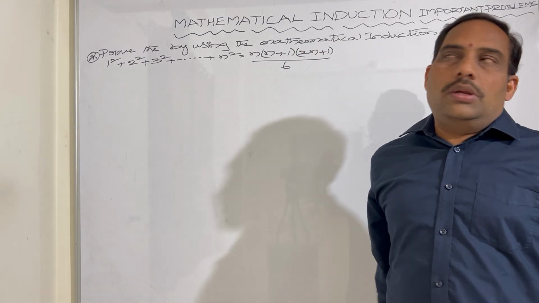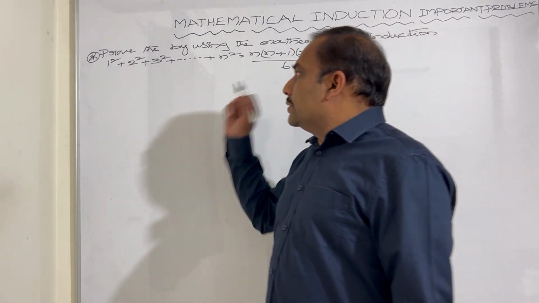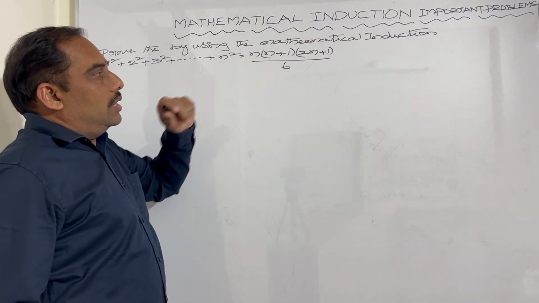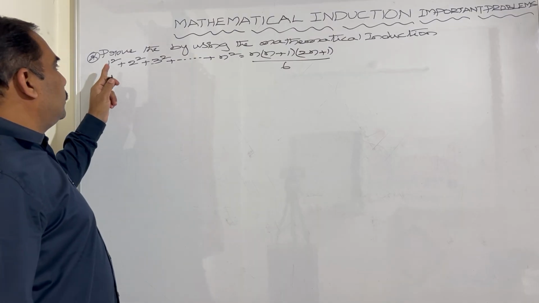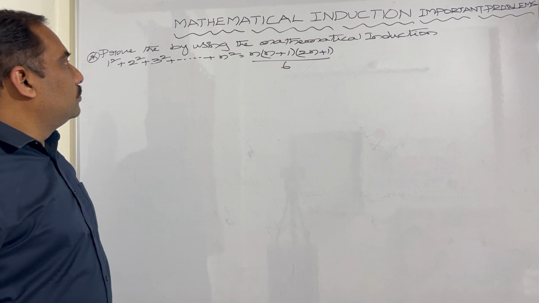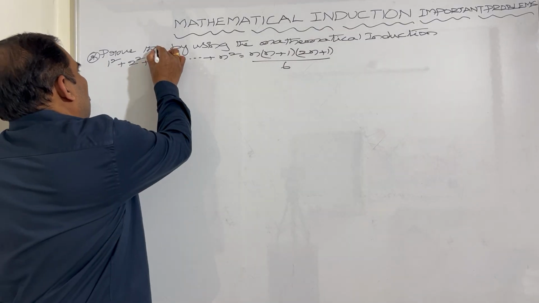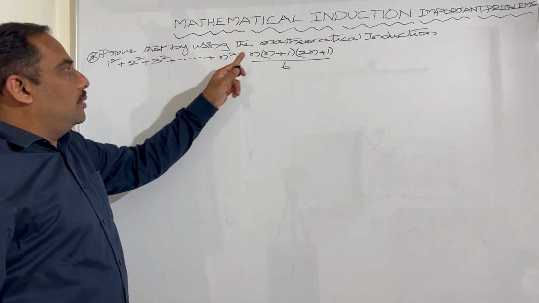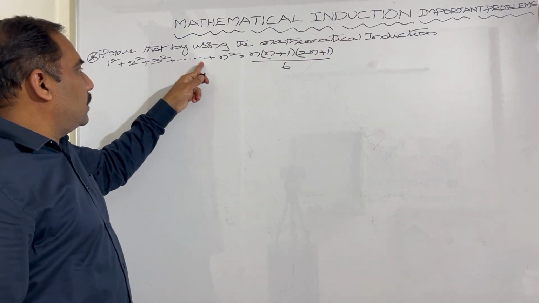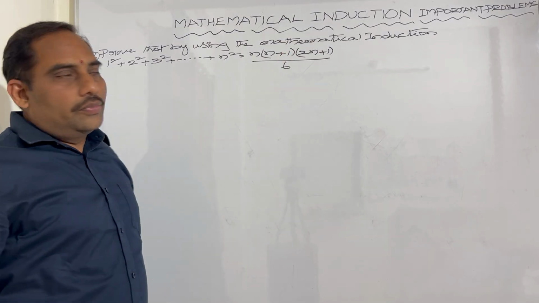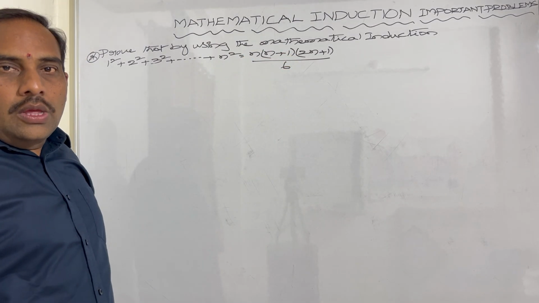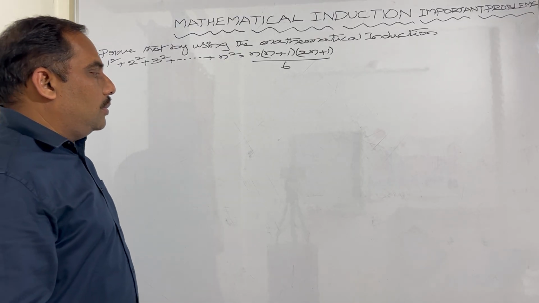Now entering into the problem, the question is: prove by using mathematical induction that 1 square plus 2 square plus 3 square plus and so on plus n square is equal to n into n plus 1 into 2n plus 1 whole divided by 6. So how to prove this? By using mathematical induction.